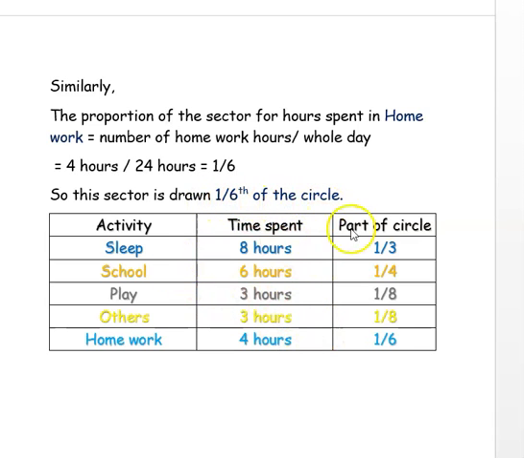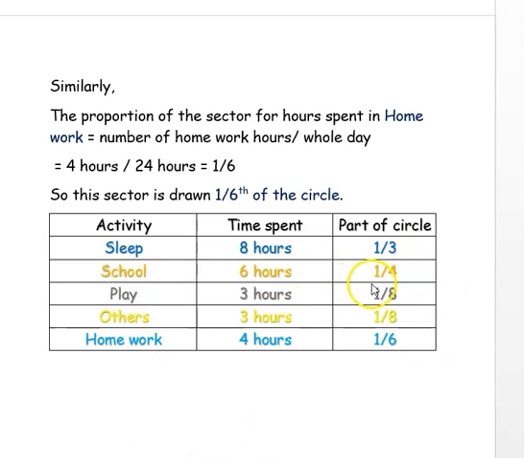So now we have formed the new table giving the part of the circle also. Sleep 8 hours, we are allotting 1/3 of the circle. Then school, he is spending 6 hours, so 1/4 of the circle. Then play, it's 3 hours, so it's 1/8 of the circle. Then others 3 hours, it's 1/8 of the circle. And homework, it's 4 hours, so it is 1/6 of the circle. If you add all these parts of the circle, we will get the whole, that is we'll get 1.